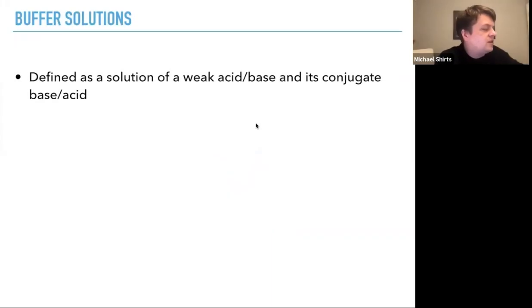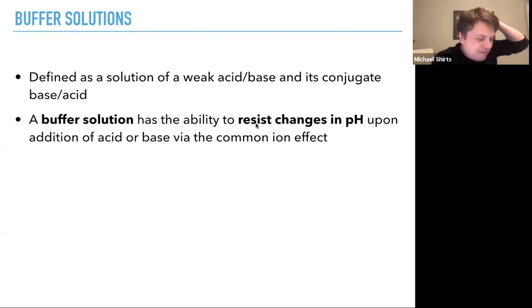So a buffer solution is a solution of a weak acid or base and its conjugate base or acid. So you have two species that are conjugate to each other. And a buffer solution has a very interesting ability to resist changes in pH upon addition of acid or base via the common ion effect.